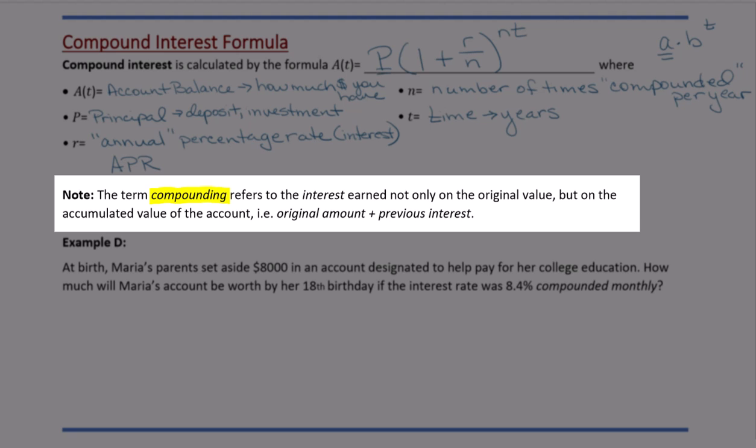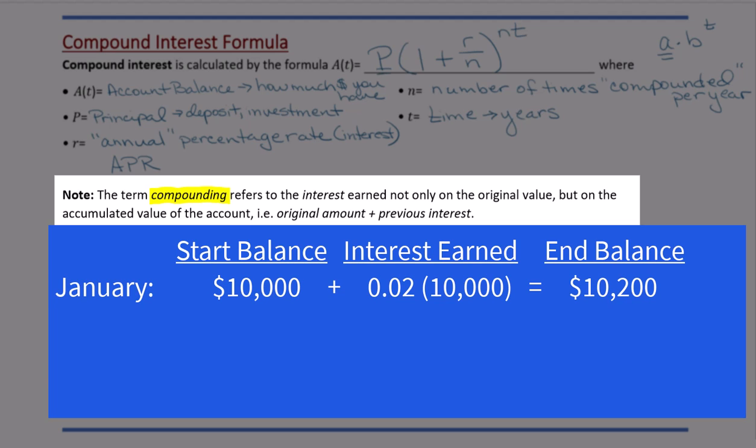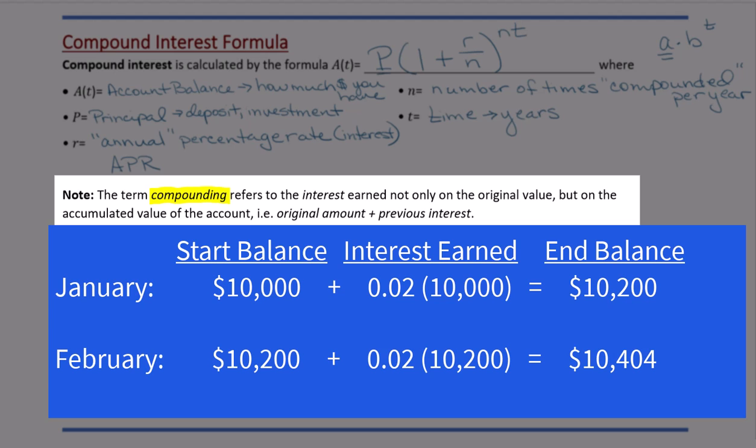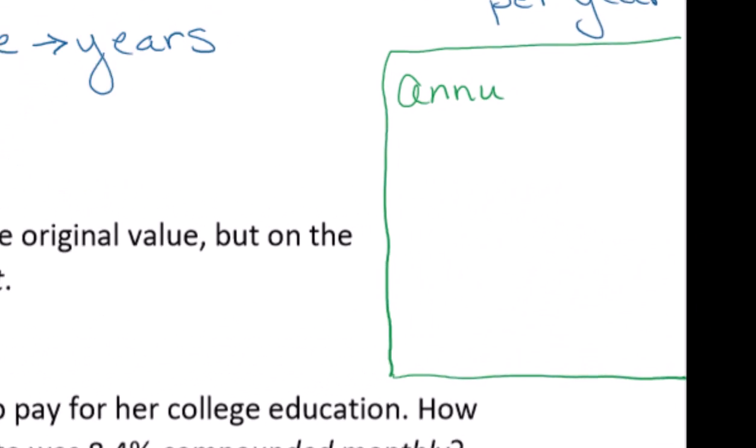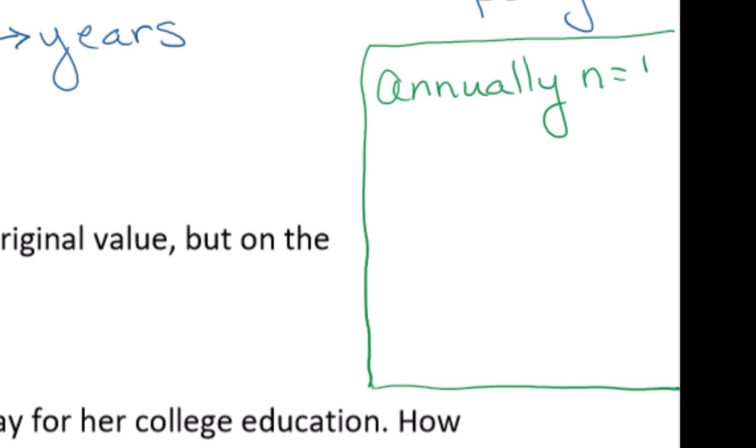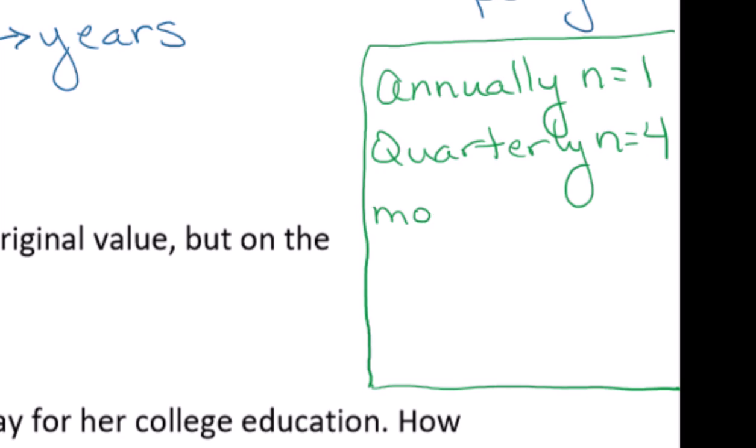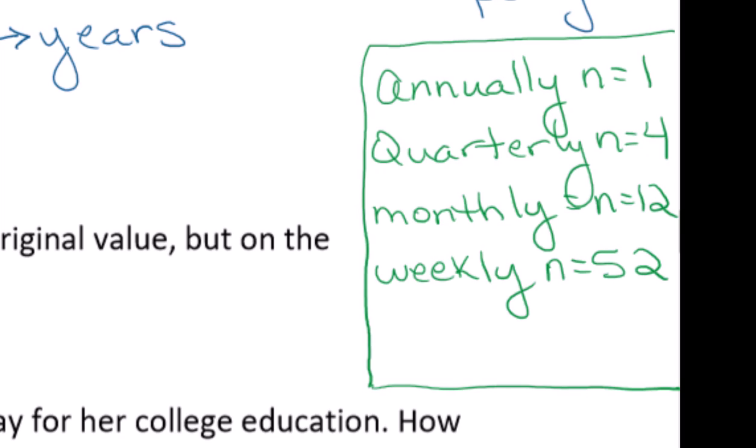In other words, if I put money in January and I earn some interest on that money, then in February, I'm going to earn interest again, not only on my initial deposit, but also on the interest I earned in January. That's why it's compounding. You're earning interest on interest. So if it's only compounded annually, that just means once a year, so it's really not being compounded at all. It could be compounded quarterly, which means our N would equal 4. Monthly would be 12, weekly 52, and daily 365, since there are 365 days in the year.